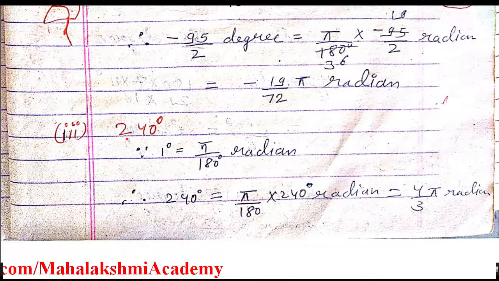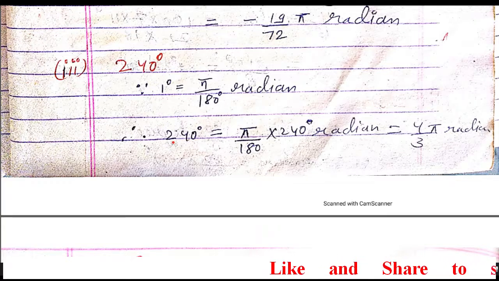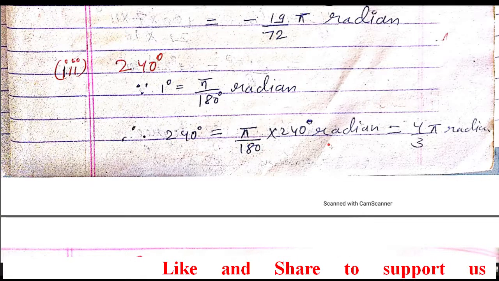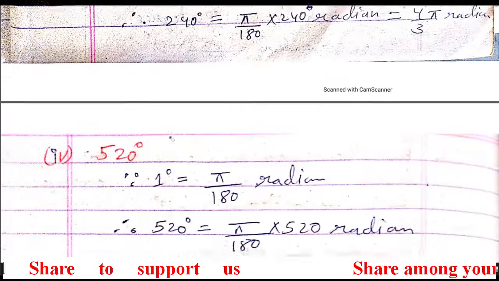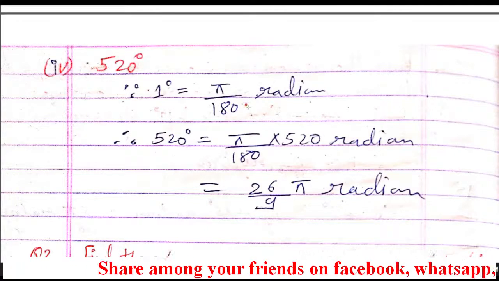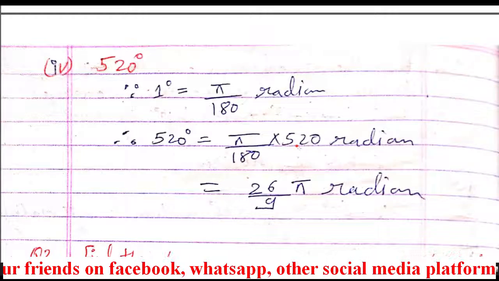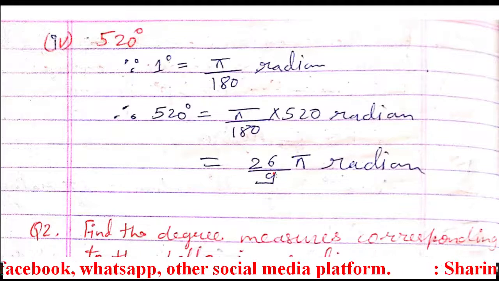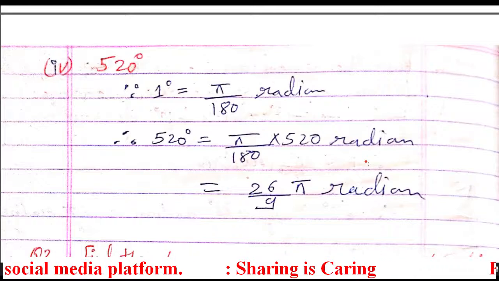Now the third question. In the third question the angle is already in degrees, so directly write the formula. Since 1 degree is pi upon 180 radian, here degree will not come. So 240 pi upon 180, then multiply them, you will get 4 pi upon 3 radian. Now in the fourth part also it is directly in degrees, so write 1 degree is equal to pi upon 180 radian, then 520, just multiply them, that will give you 26 pi upon 9 radian. So I hope question number 1 is clear to you all.